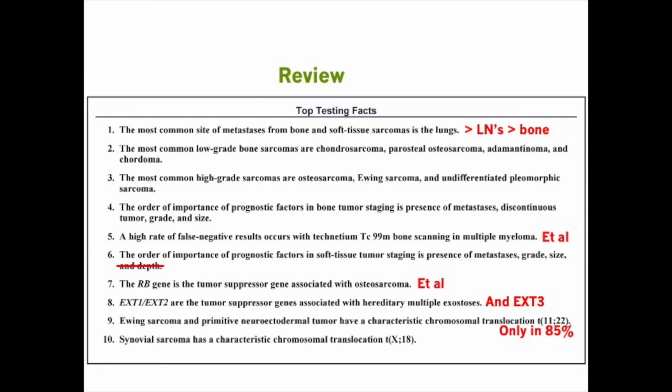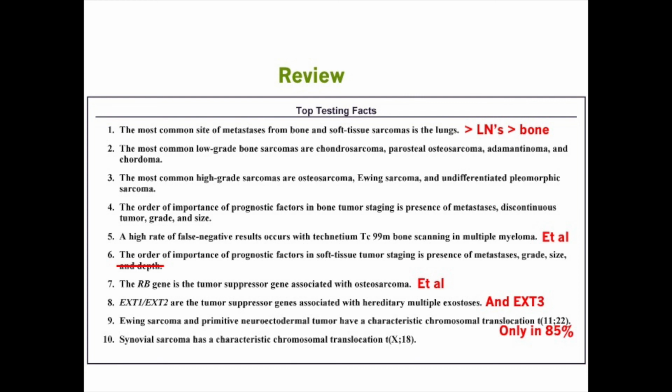So top testing facts to review. A lot of this is old, but some of this is still very, very pertinent and commonly tested. The most common site of metastasis from bone and soft tissue sarcomas is the lungs by far. The next most common is lymph nodes, and the next most common is other bone. The most common low-grade bone sarcomas are chondrosarcoma, parosteal osteosarcoma, adamantinoma, and chordoma. The most common high-grade sarcomas are osteosarcoma, Ewing sarcoma, and undifferentiated pleomorphic sarcoma.